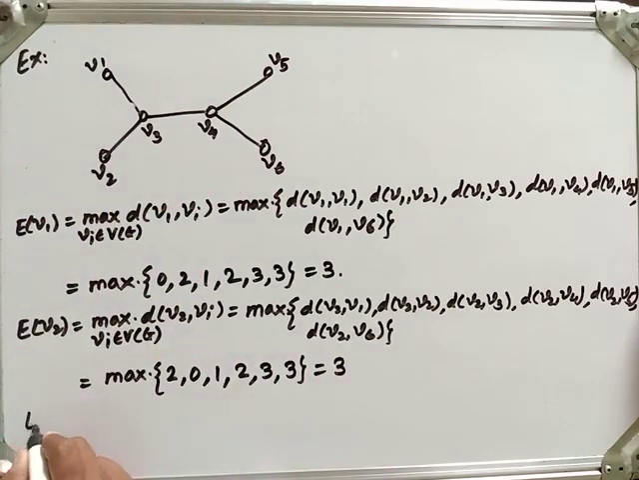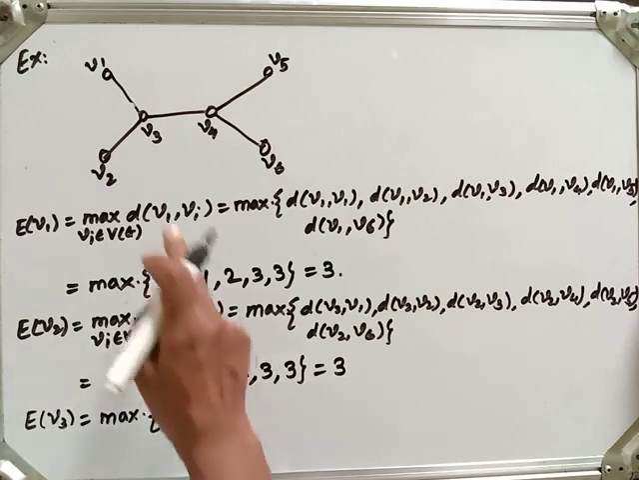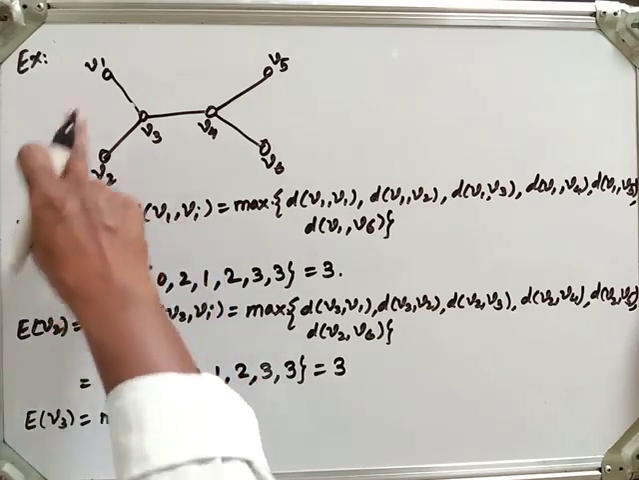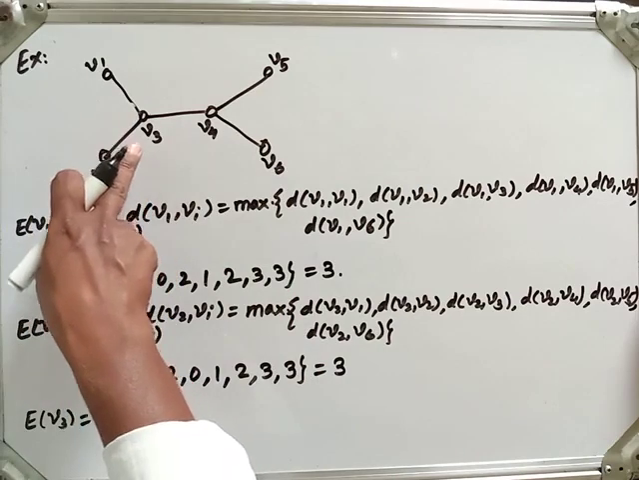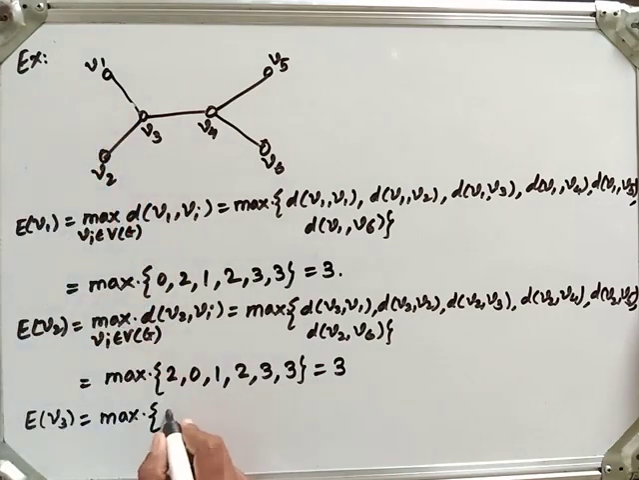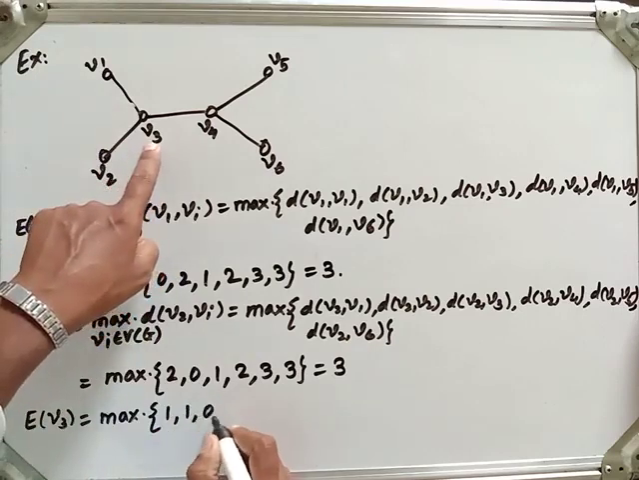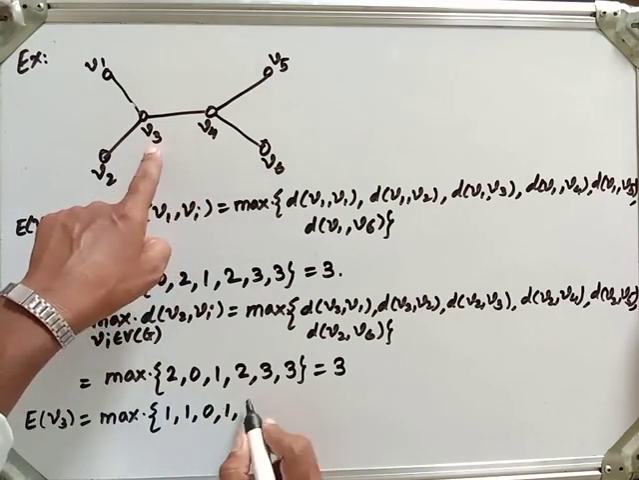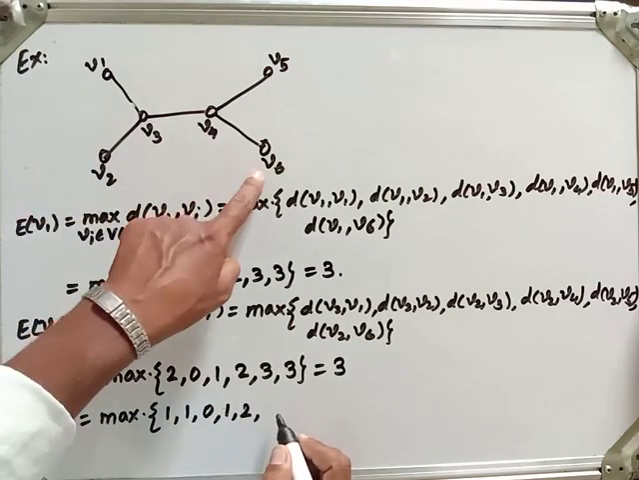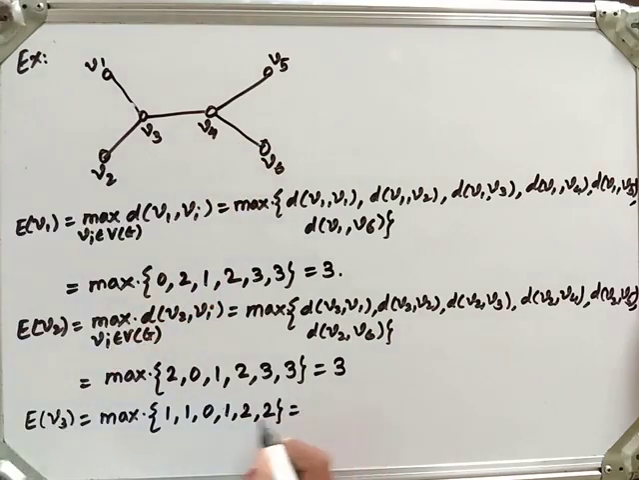Now similarly, the eccentricity of V3 is the maximum of the distances of V3 from all the remaining vertices, and itself also. V3 to V1 distance is 1. V3 to V2 is again 1. V3 to V3 is 0. V3 to V4 is 1. V3 to V5 is 2. V3 to V6 is again 2. So how much is the maximum?